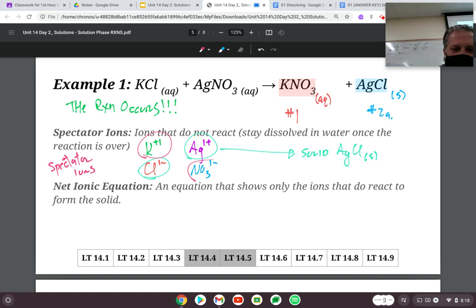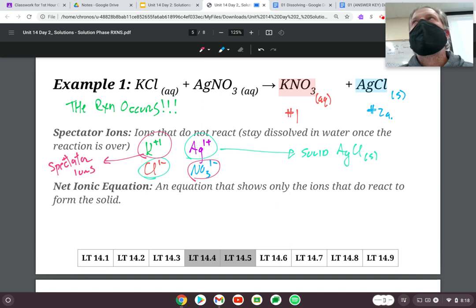K and NO3 are just watching this happen. They're like when somebody in the comment feed on Reddit or whatever, and people are going off, and you're just there for the comments. You know what I'm talking about? You're there eating popcorn. Isn't that great?